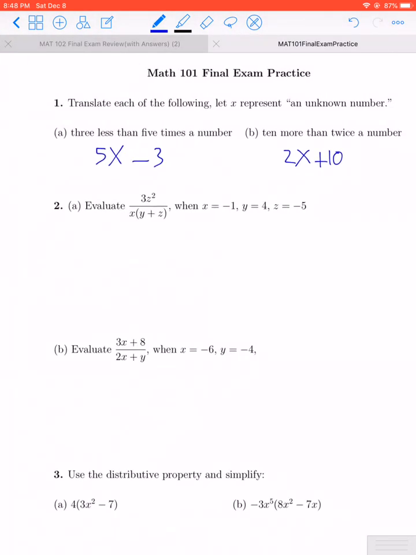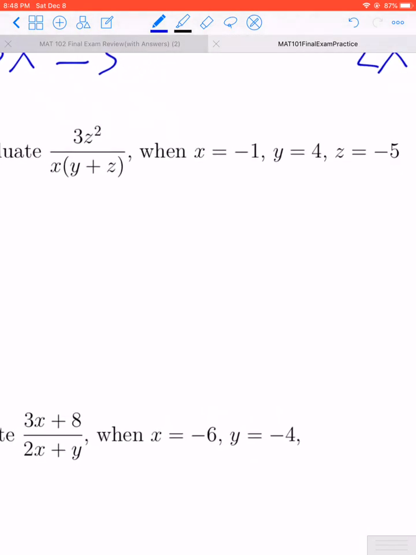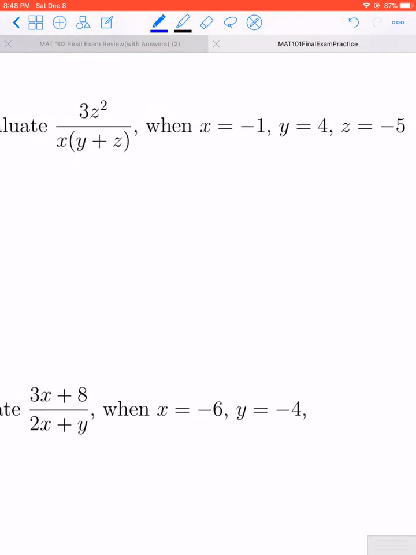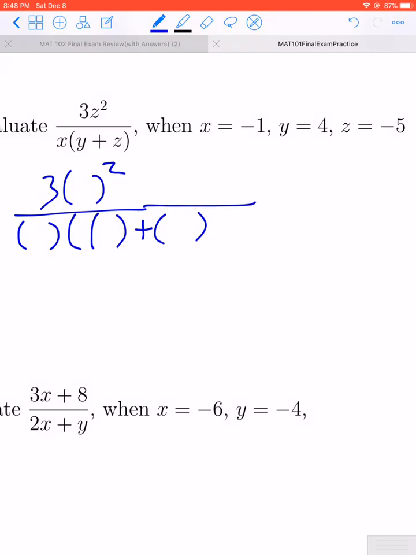In question 2, now we're moving on to an evaluate question. Evaluate means to find the value. The expression is 3 times z squared divided by x times the quantity y plus z. One of the best tips I can give you if you're trying to evaluate a variable at a number is to replace the variable with a set of parentheses, and that will give you a spot to plug the number into. Everywhere I see a z, we're going to be putting the number -5. The value for x is -1. And the value for y is +4.